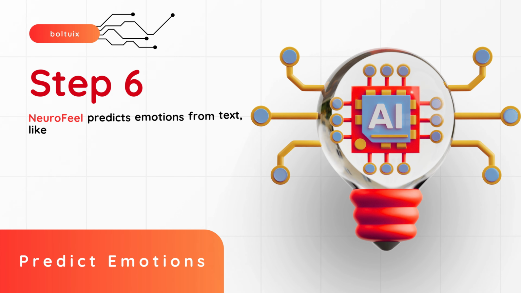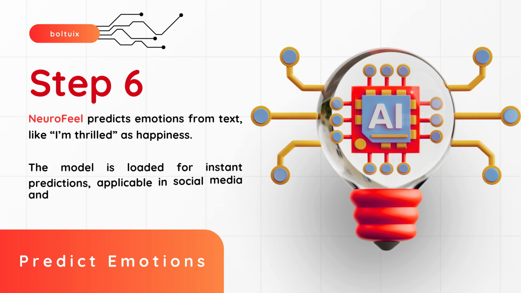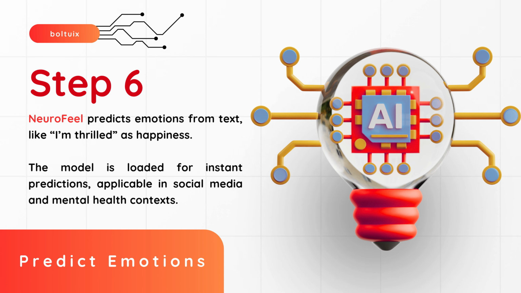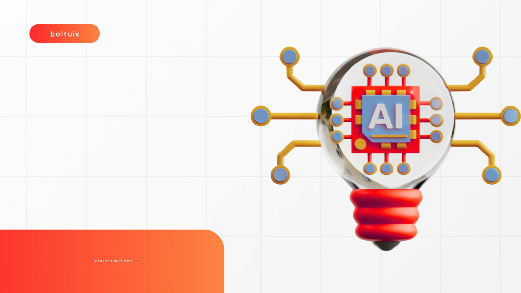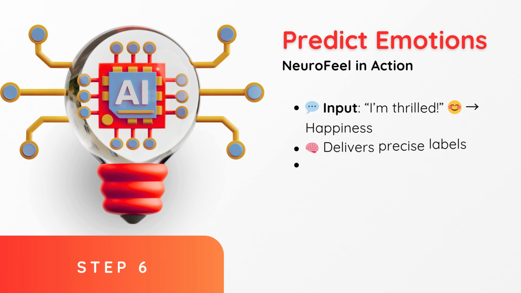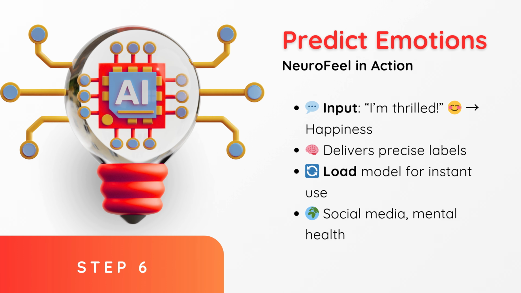Step 6. Predict emotions. NeuroFeel in action. Now that the model is trained, it's ready to predict emotions from text in real time. For example, the input "I'm thrilled" is instantly classified as happiness. NeuroFeel delivers precise emotion labels, even for short or casual sentences.